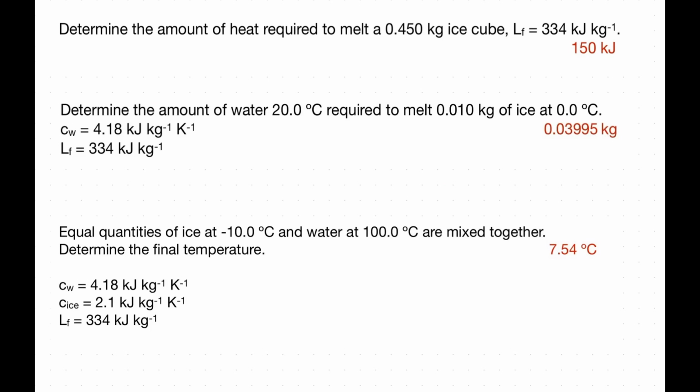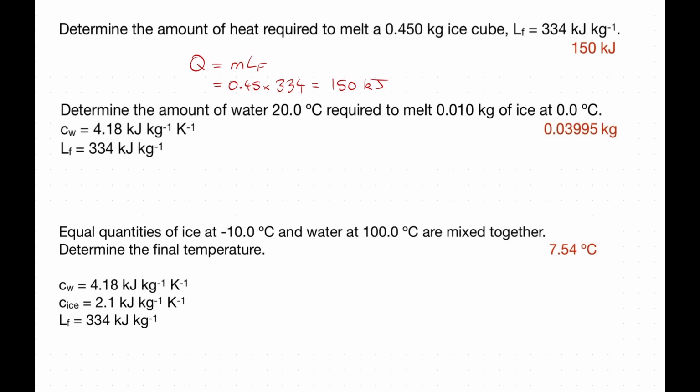With our next set of questions, we're introducing the idea of latent heat and using that one. So we are just determining the amount of heat required to melt the ice. So our Q is then going to be equal to M L_F. We're just going to have 0.45 times our latent heat of fusion, so 334, which is then going to be equal to our 150 kilojoules. Determine the amount of water at 20 degrees Celsius required to melt 0.01 kilograms worth of ice at 0 degrees Celsius. So this is our first one where we're looking at a transfer in energy.